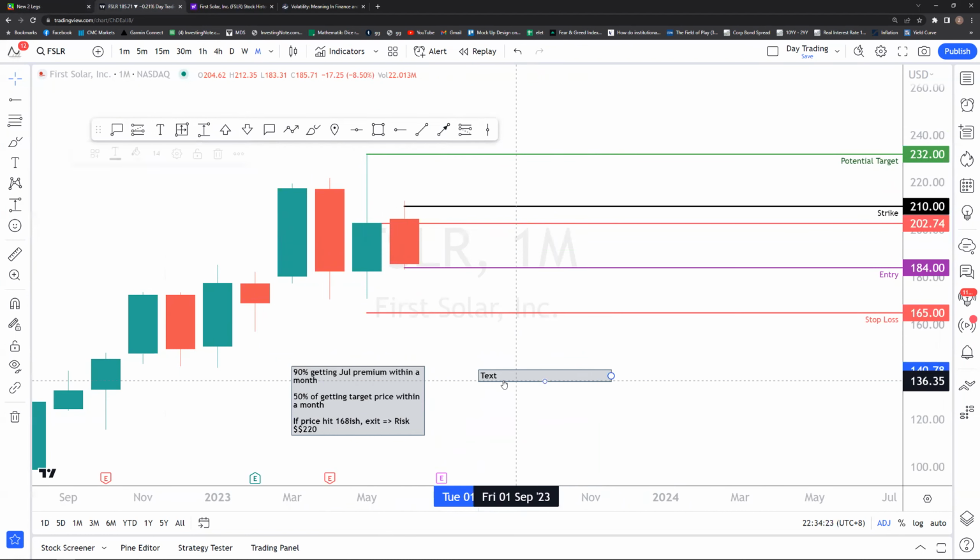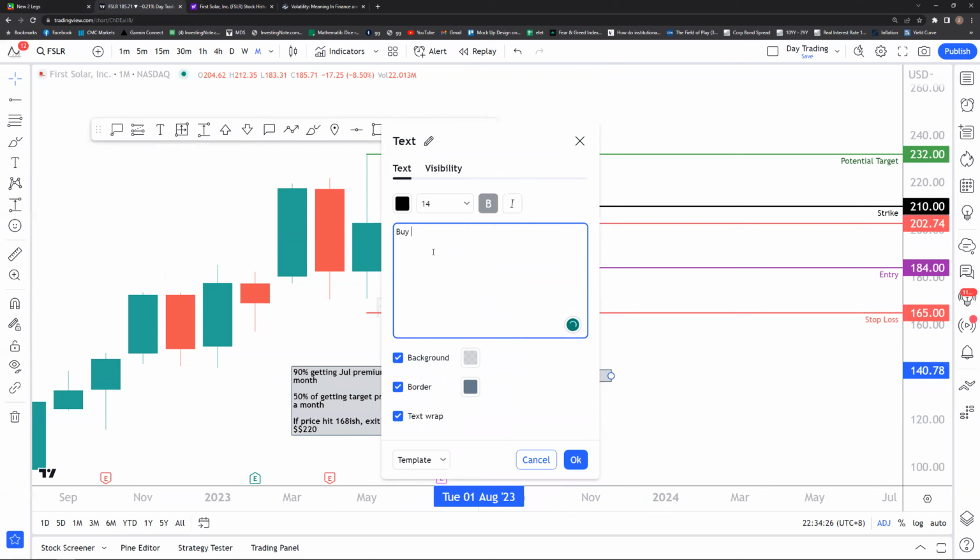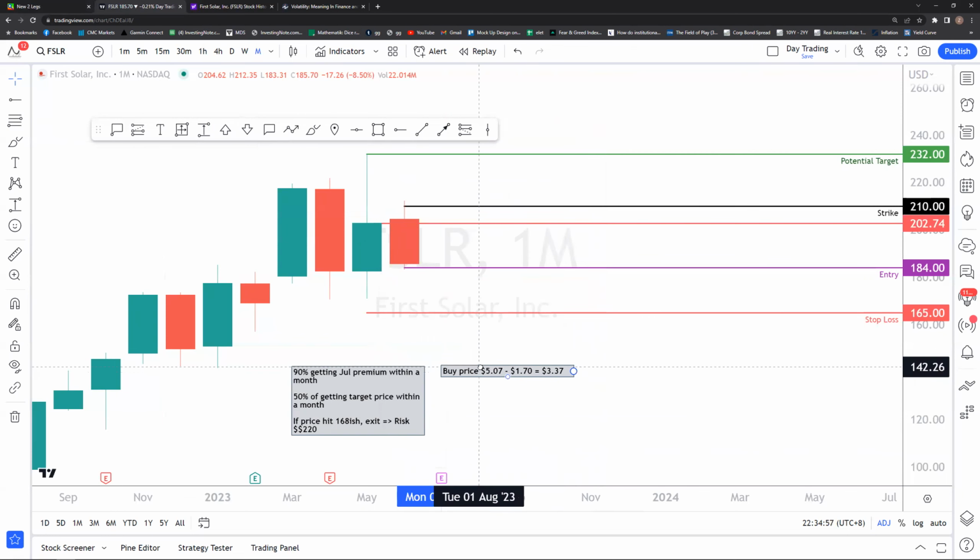So in this case, your actual buy price is 5.07 minus 1.70, which will give you $3.37. So if you get the June premium, you'll get about $3.37.